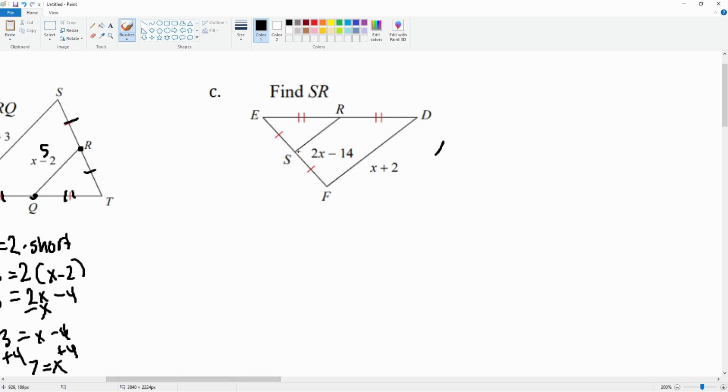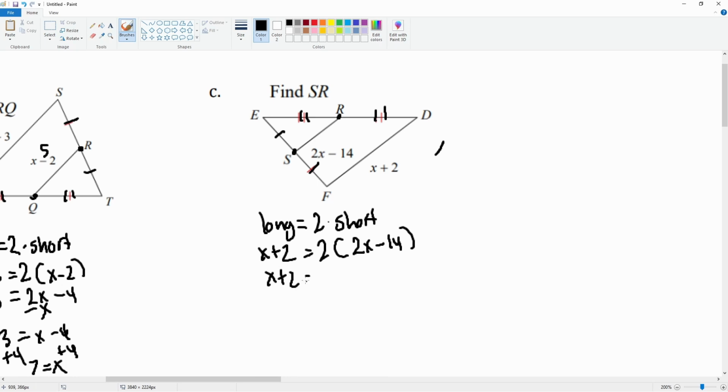Ooh, these are also midpoints. Midpoint, midpoint. You see, congruent sides on both left and the right. So here we have again, the long is equal to 2 times the short. The long is x plus 2. 2 times the short, which is 2x minus 14.